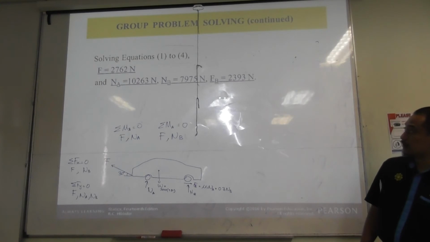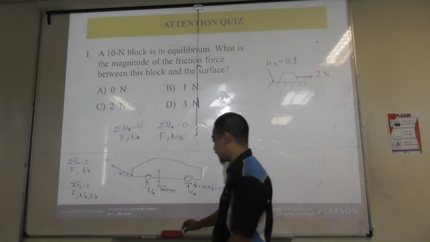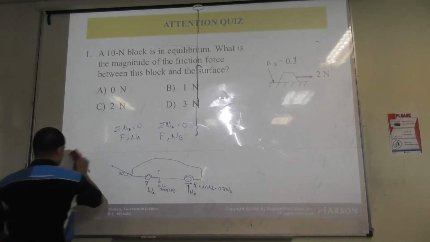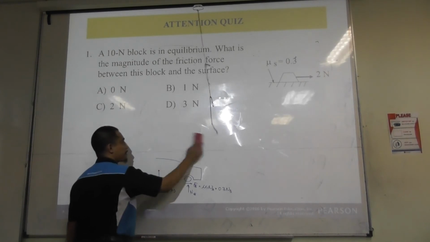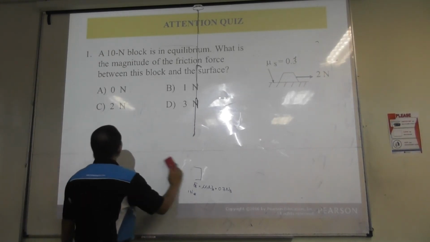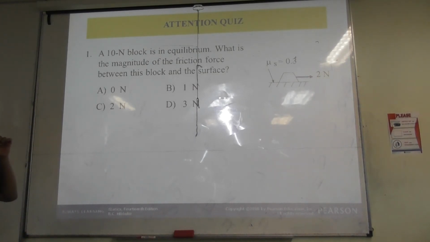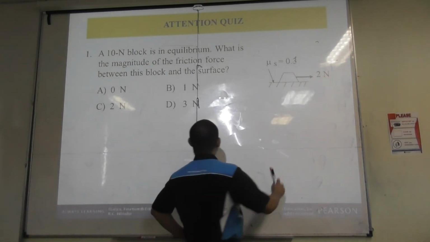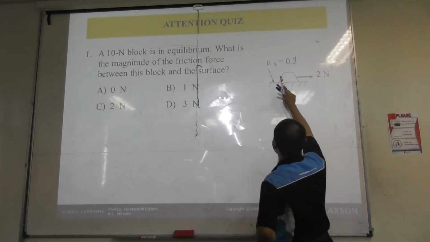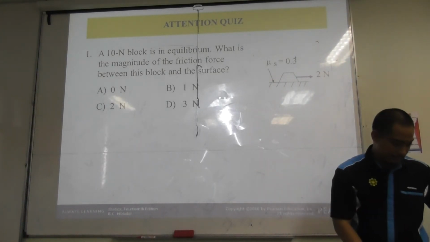Alright, what else? Okay, take a look at this question and give the answer. What is given is the block is 10 Newton, the weight. What is the magnitude of the friction force between the block and the surface? What is given is 10 Newton, and the applied force is given. So what is the friction?